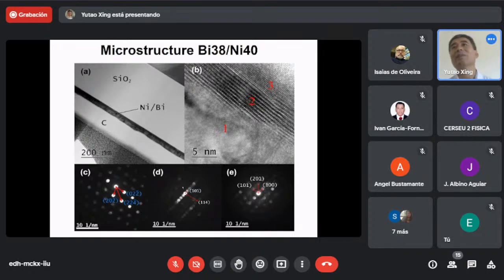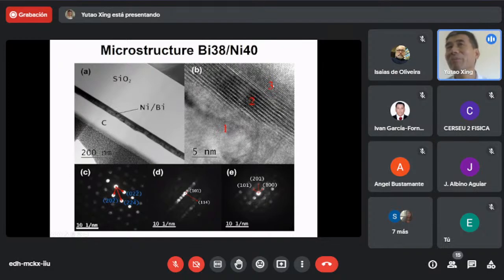And now when we come to layer 3, I was thinking, of course, it should be pure bismuth, because first we deposited pure bismuth, and then pure nickel. Okay, they reacted and formed the second layer, and then the third layer should be pure bismuth. And then I spent at least 1 or 2 weeks trying to index this diffraction pattern. I couldn't. It's not pure bismuth.